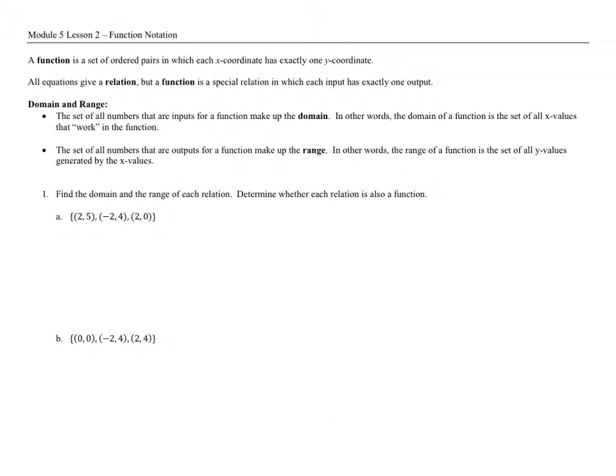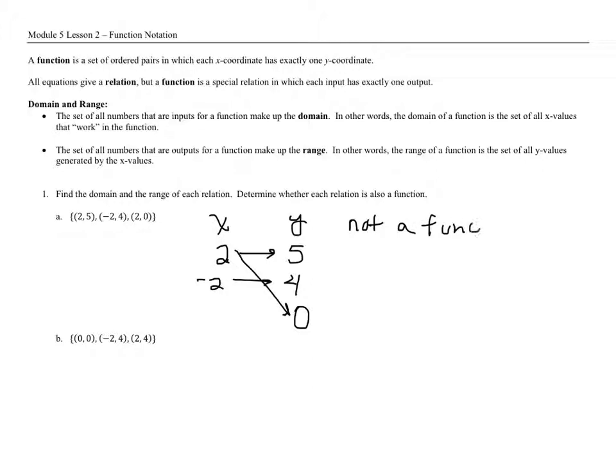So let's take a look at number 1a. We have the x values and the y values. So the 2 maps to a value of 5. Negative 2 maps to a value of 4. And then 2 also maps to a value of 0. So the 2 maps to two different things. No, this is not a function, because for the value of 2, I have two different y values.